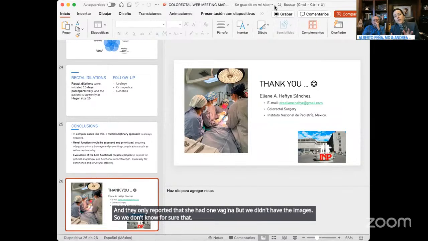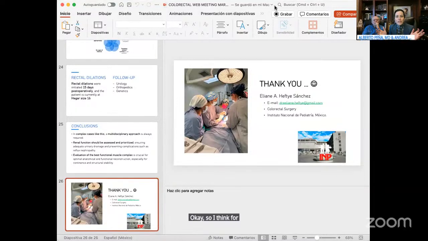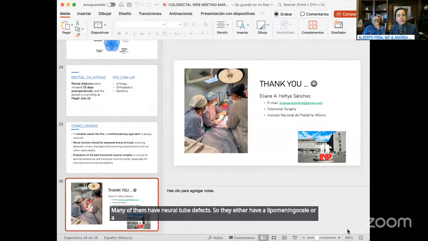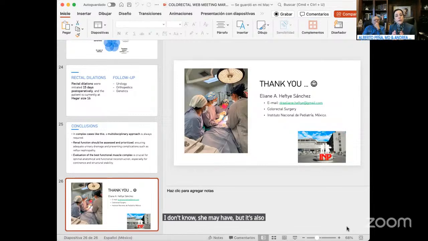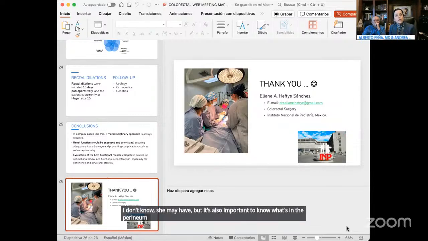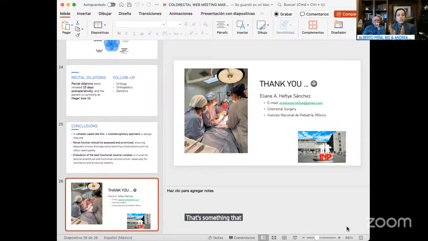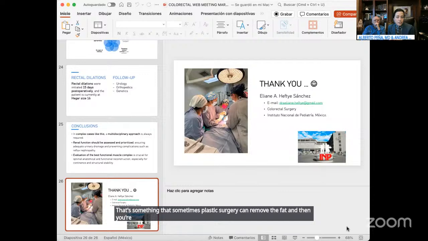Okay. So I think for these patients, it's very important to have an MRI. Many of them have neural tube defects, so they either have a lipomeningocele or a lipomyelomeningocele. I don't know, she may have, but it's also important to know what's in the perineum because for the future reconstruction, if what is in the perineum is just fat, that's something that sometimes plastic surgery can remove, and then you're able to bring together the vaginas.